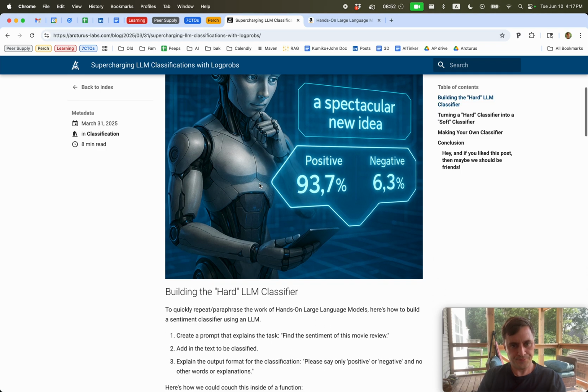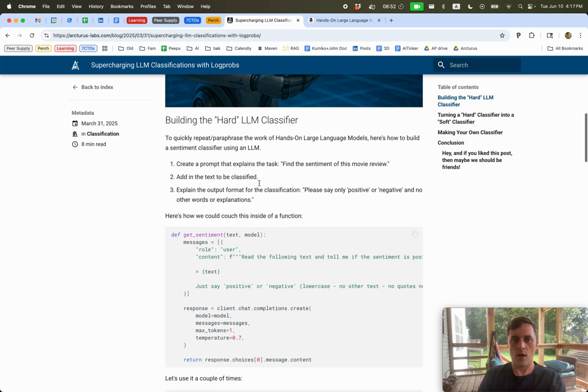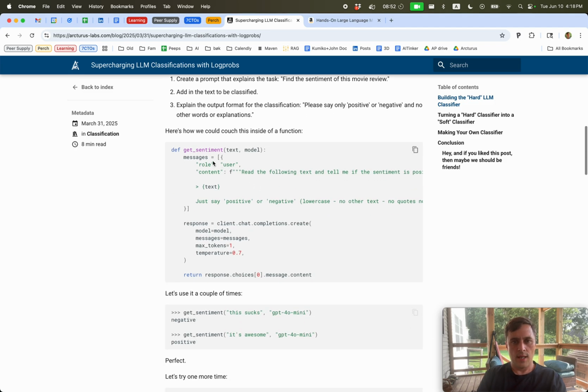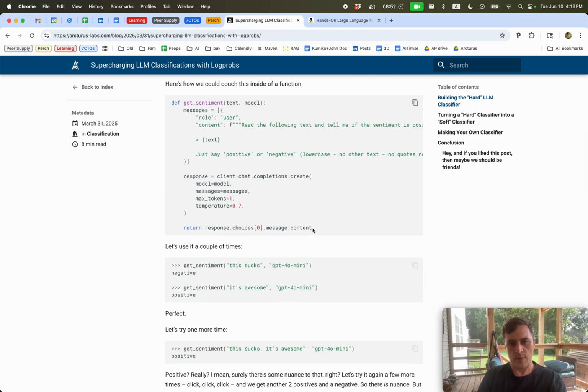Obligatory fun picture. First off, let's create a quick hard classifier. Simple idea. I have a Python function called get_sentiment. Take the text and the model. You do exactly what I said. Just tell me, is this positive or negative? Only spit out those words, and then it spits out those words.